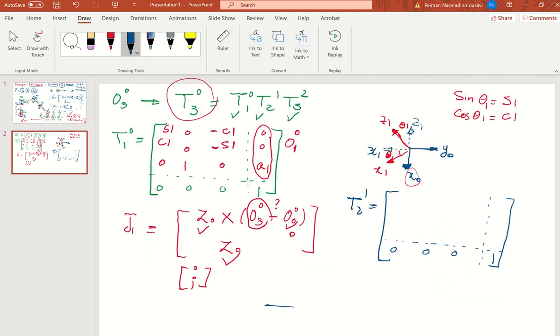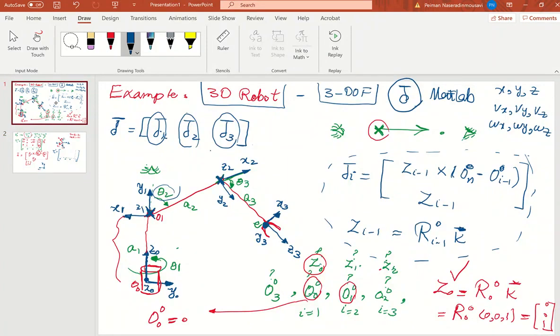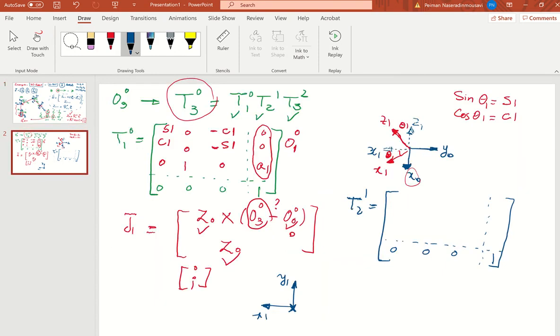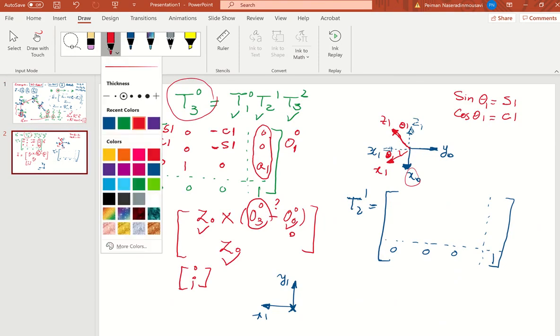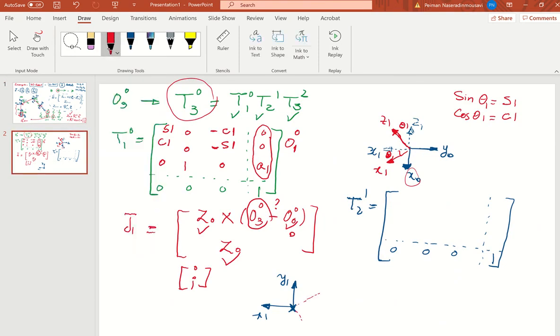This is frame 1, and the Z is inside the page. It's Z1. And look here, guys. This is 2, X2 and Y2, and Z is inside the page. So I'm going to plot this as Z2 and Y2. See, this is, sorry, X2 and the Y2. That's right.